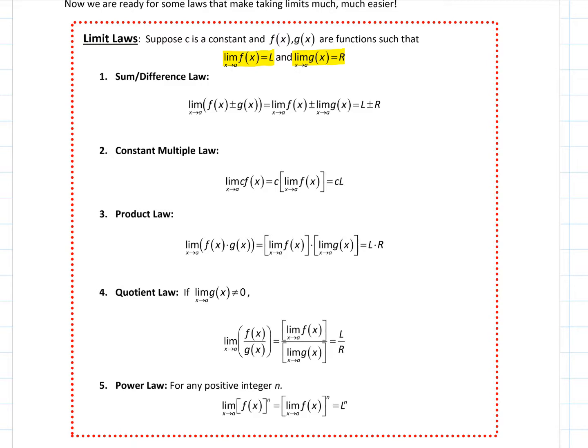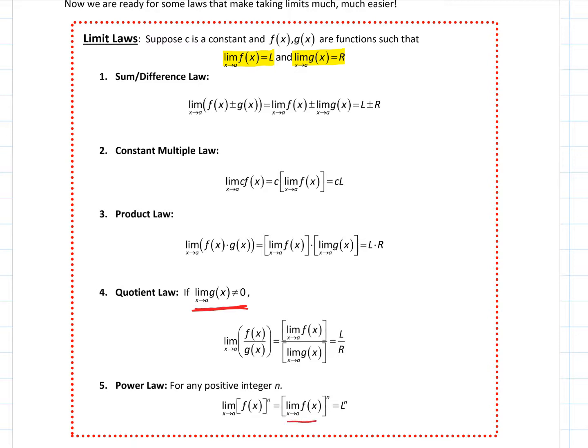The quotient law says essentially the same thing, but in terms of a quotient: if we have a quotient of two functions, we can take the limit of that quotient by taking the limit of the numerator over the limit of the denominator. That is true as long as, of course, we have the restriction that g of x is not equal to 0. And the power law says that we can run the limit inside of a power or an exponent on a function, and we can take the limit of the function and then raise it to the power.